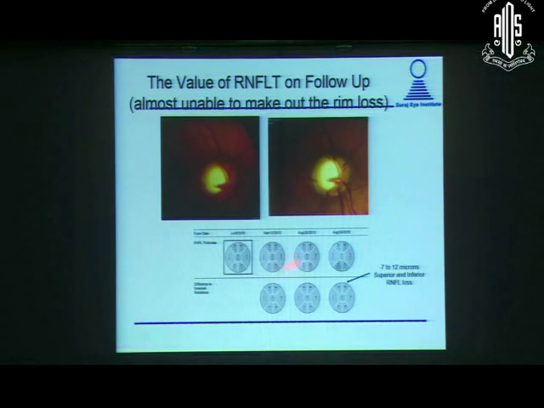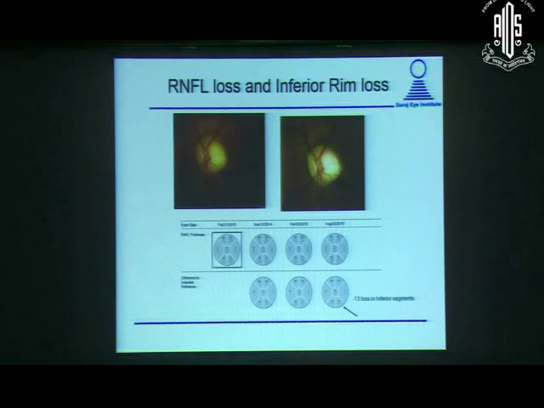And here you can see that there is loss of 7 to 12 microns both superiorly and inferiorly, but however hard we took a look at the optic disc, we were almost unable to make out any rim loss. So there is a possibility that sometimes rim loss may not become evident when retinal nerve fiber layer loss has become evident. And this is another photograph where there is about 13 microns loss of retinal nerve fiber layer inferiorly, and superiorly there is just that little bit of loss of the inferior rim.